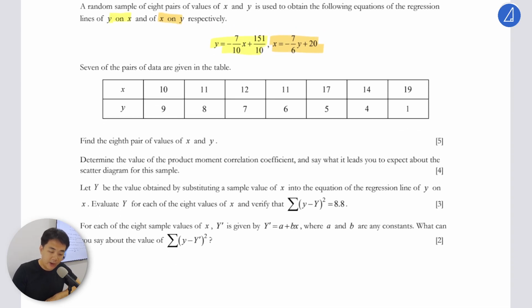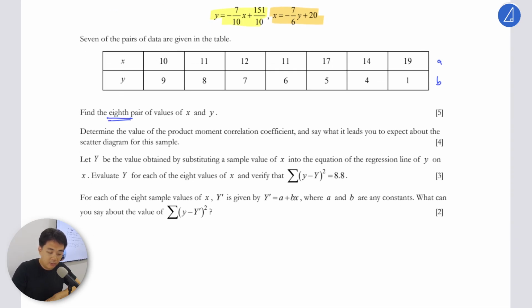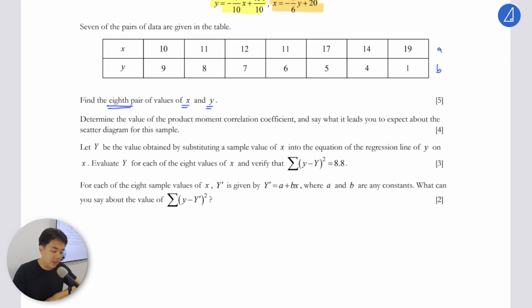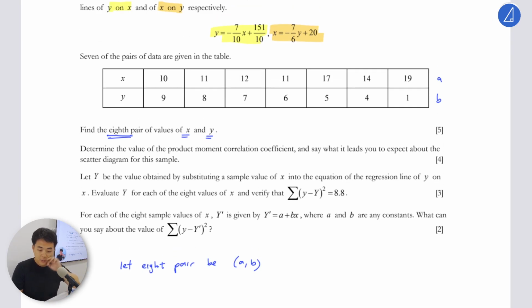So we are told to find the 8th pair. So you let the 8th pair be A, B. Correct? Let the 8th pair be A, B. Find the 8th pair of the value of x and y. I think let it be A, B, easier. Now take note you want to solve for A and B.